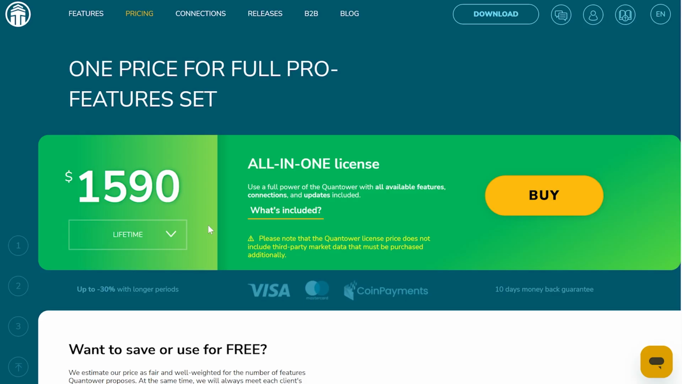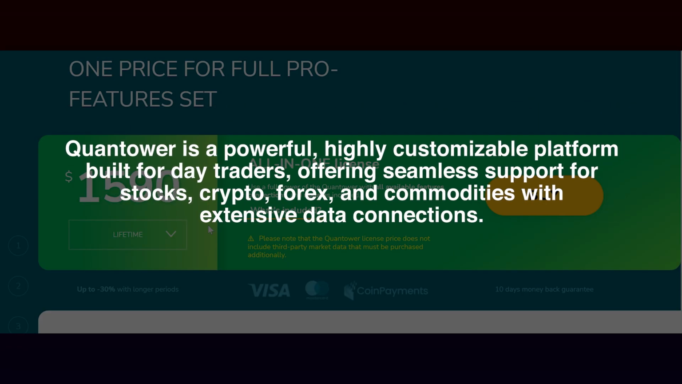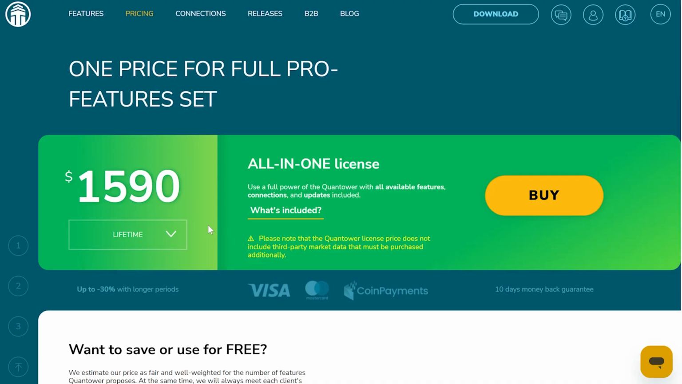So with all that in mind, is Quantower worth it, and who is it worth it for? In general, I would say that this is a really well-built, powerful platform that offers a lot of customization options and flexibility. It's a really great option for day traders, whether you're trading stocks, crypto, Forex, or commodities. It supports all of those really well and has a ton of data connections available. As I said earlier, the ability to connect multiple data brokers for the same asset class really adds some interesting potential, particularly for arbitrage strategies.